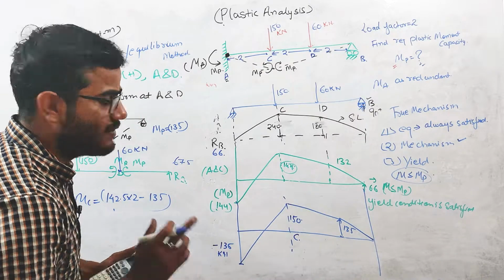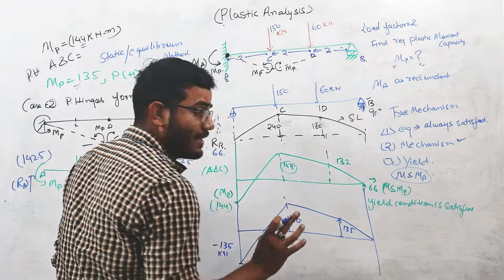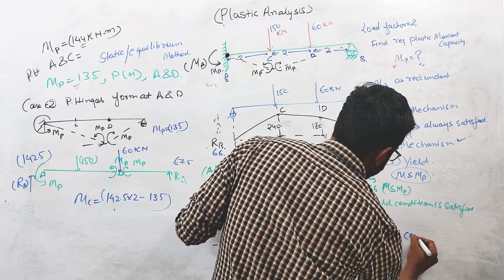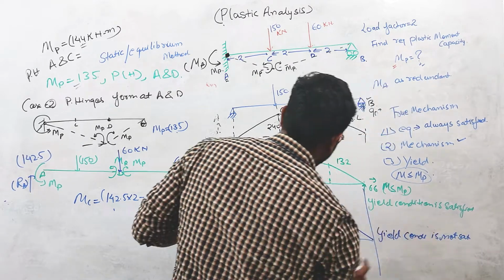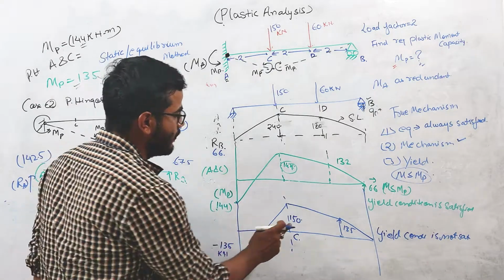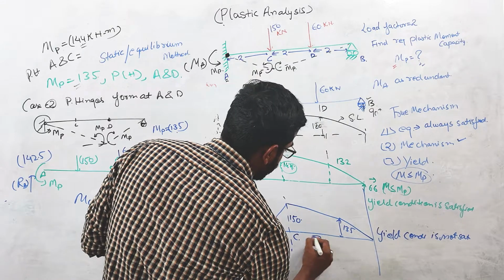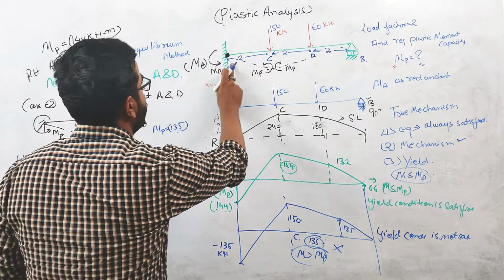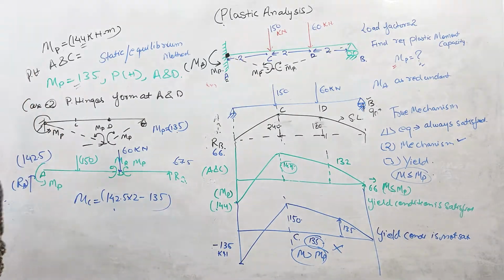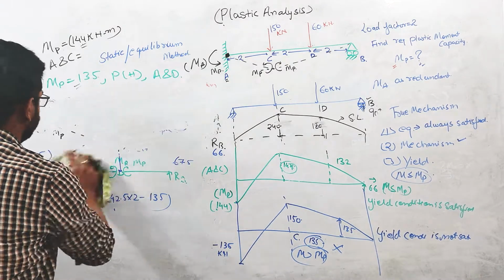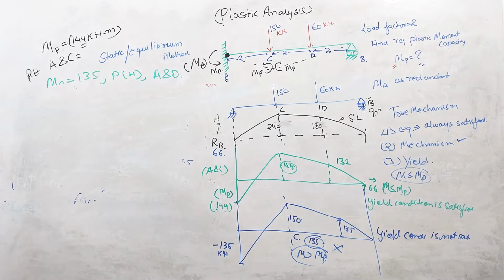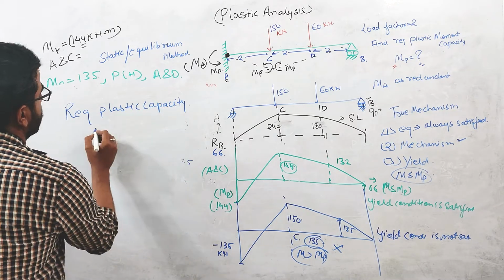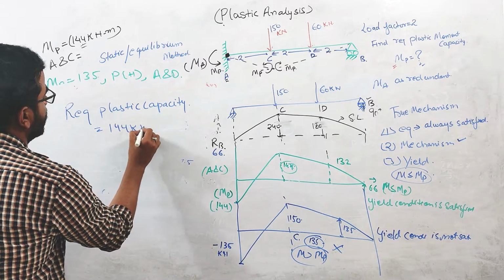Now you can see that this bending moment diagram is not satisfying the yield condition. The yield condition is not satisfied. Why is it not satisfied? Because you can see that the moment at this C point is 150, and the MP value is 135. So M is greater than MP, which is not possible. So what is the true mechanism? The true mechanism will be when the plastic hinges are formed at A and C. So the design plastic moment capacity required for this cantilever beam will be 144 kilonewton meter.